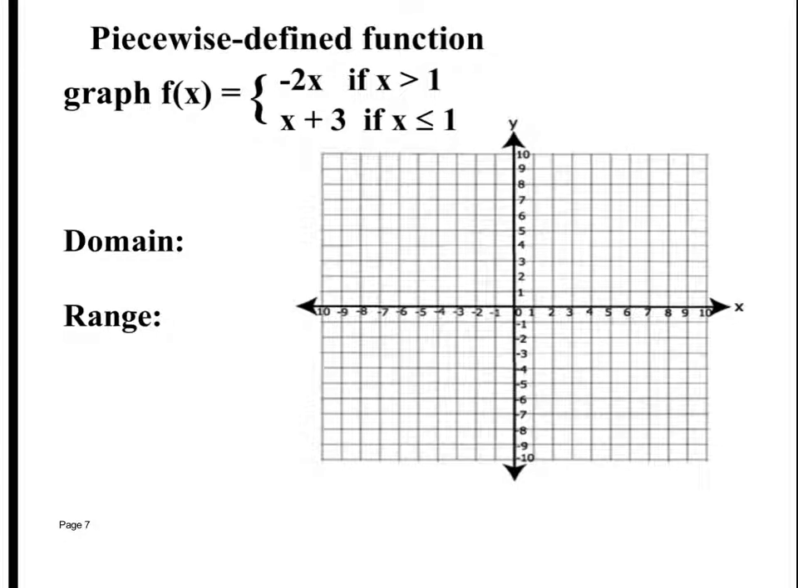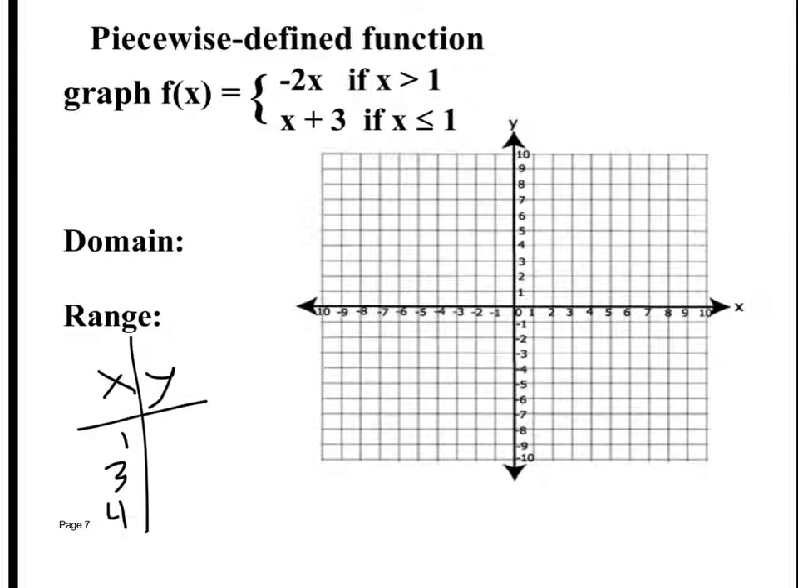If you look here, it says f of x, you graph negative 2x if x is bigger than 1. But if x is less than or equal to 1, then you graph x plus 3. So you're going to have two separate graphs. All right? So let's just pick some numbers here. I'm going to pick 1, and I'm going to pick a number bigger than 1, say 3, and another number bigger than 1, let's say 4. And let's graph that one, and then we'll graph numbers that are less than 1.